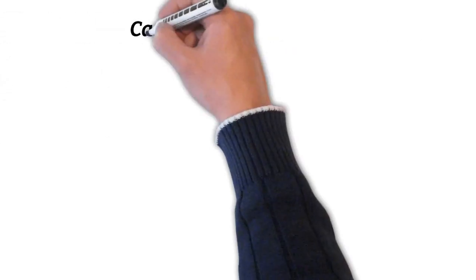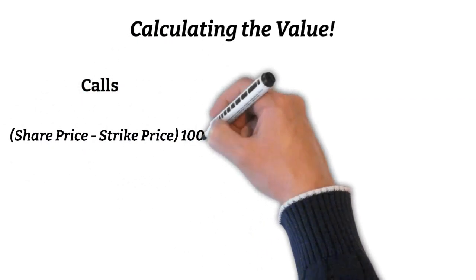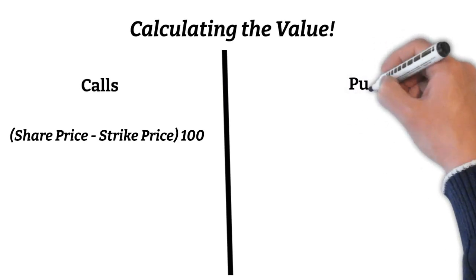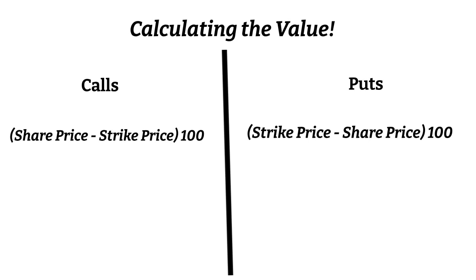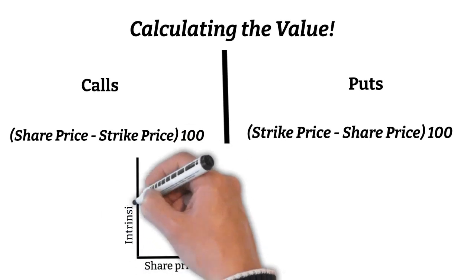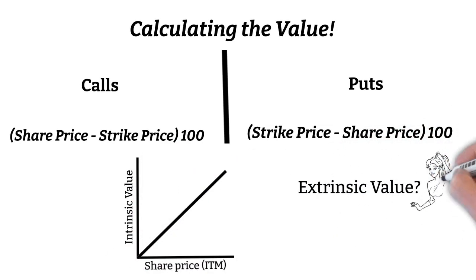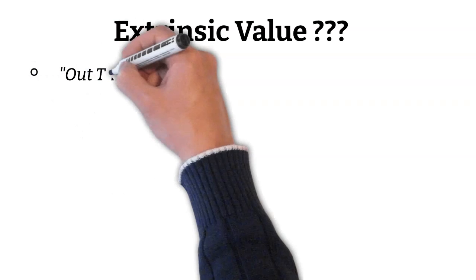To calculate the intrinsic value of a call option, you would subtract the strike price from the share price and multiply that times 100. And for a put option, you would do the opposite, where you subtract the share price from the strike price and multiply that times 100. One thing to keep in mind is that intrinsic value is linear and easy to calculate, but extrinsic value is not. So what is extrinsic value and why is it so hard to calculate?